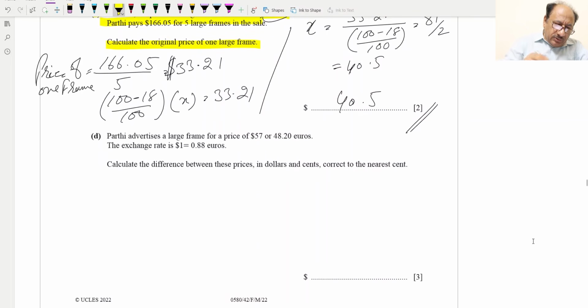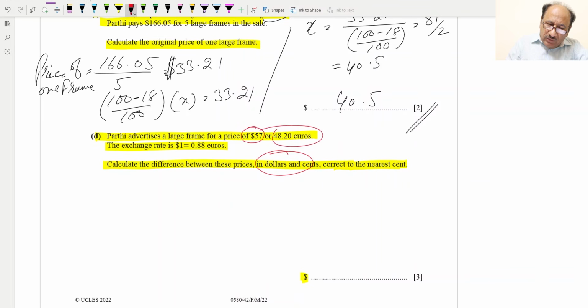Now D part, Perthy advertises a large frame for a price of $57 or 48.20 euros. The exchange rate is this one. Calculate the difference between these prices in dollars and cents, correct to one decimal place. So our answer required is in dollars. So this is already in dollars.